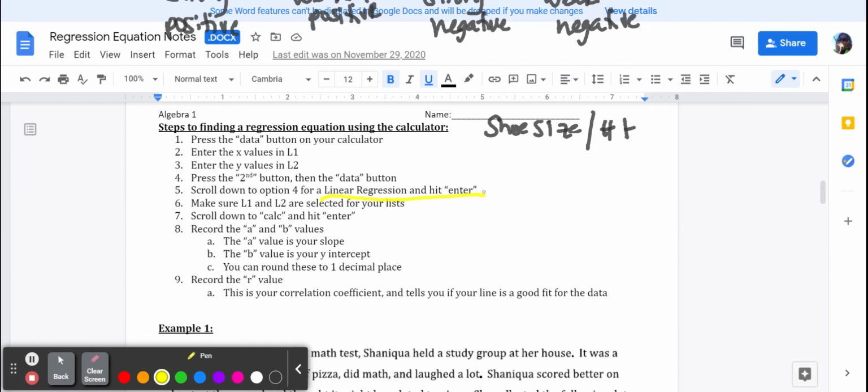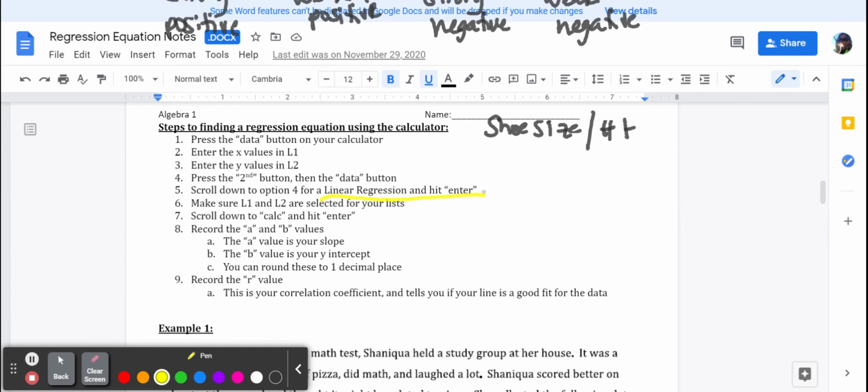You want to make sure you scroll down to calc, which stands for calculate, and then hit the enter button. When we see this, we will have the A and B values. Our A will be the slope of our line, and the B will be the y-intercept. Now we can round these to the 10th place or 1 decimal place. And then we also want to record the R value, which we just talked about as being the correlation coefficient.